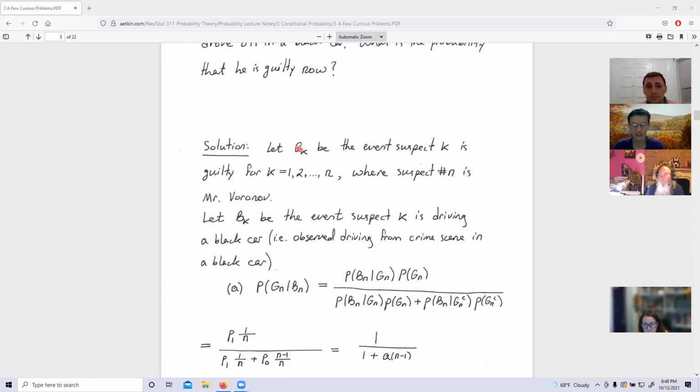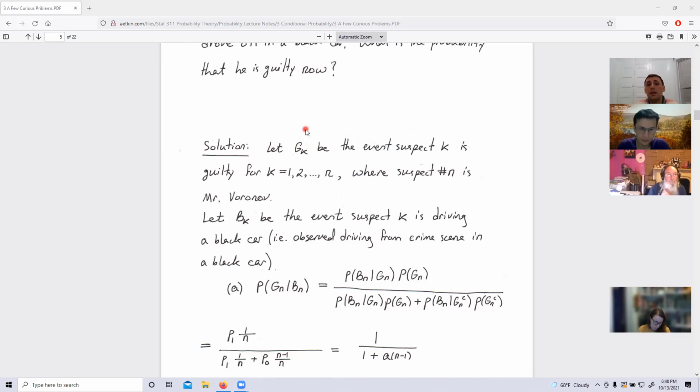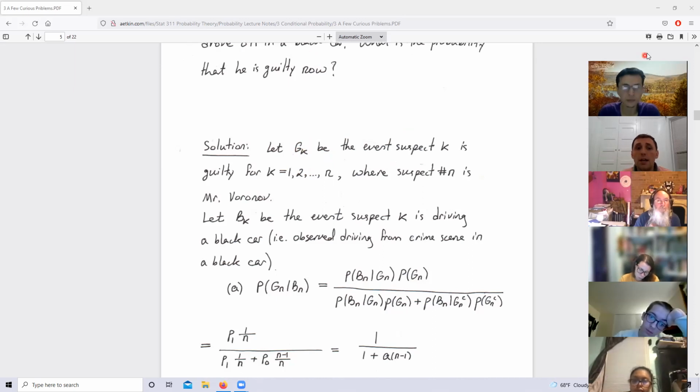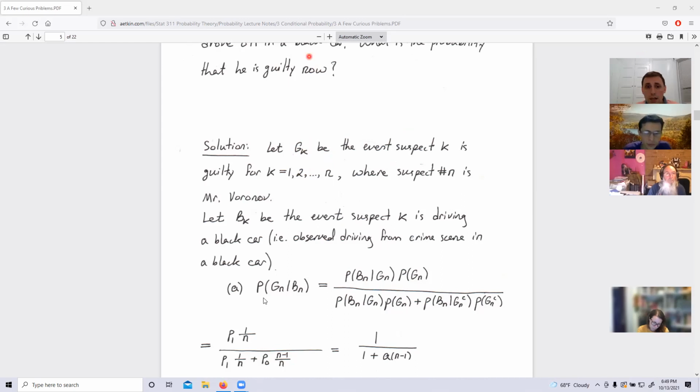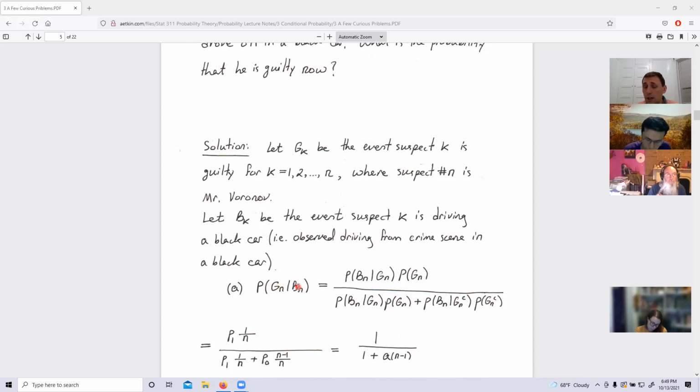Okay, so let's try to solve those questions. We're going to assume, given that he drives a black car, that's exactly right. What's the probability he's guilty given that he drives a black car? So let's label those events for the future. I want to indicate by GK, where K is 1, 2, 3, the event that person number K is guilty. So it's either person 1 all the way to person number N, and the nth person is Voronov. The nth guy I'm going to label as Voronov. So Gn is him. And for each of the perpetrators, I want the event they drive black cars. So each of them could have been driving a black car. You agree? So Bn indicates the nth person drives a black car. So I want the guilt of the nth person given that the nth person drives a black car. So far good?